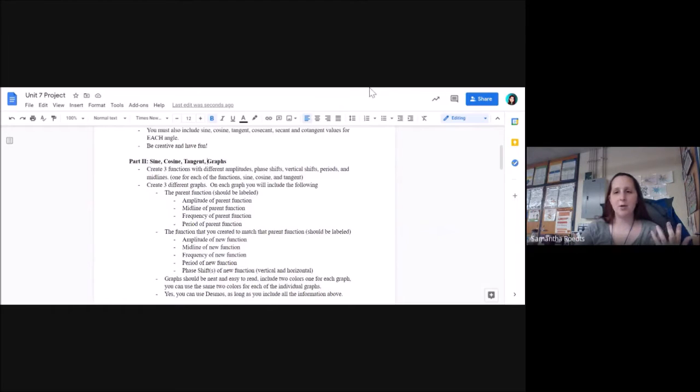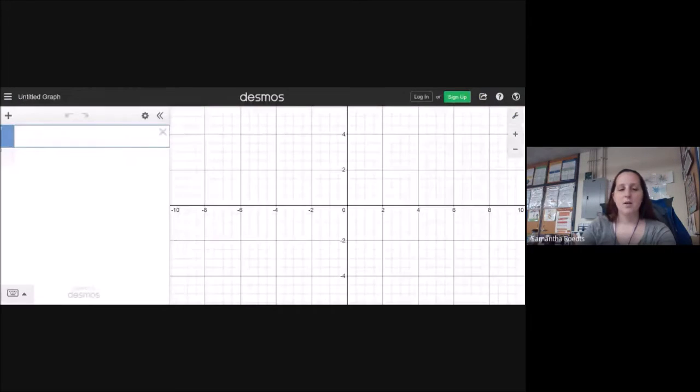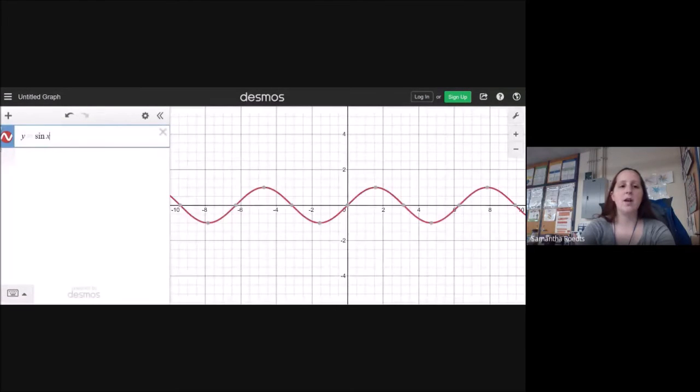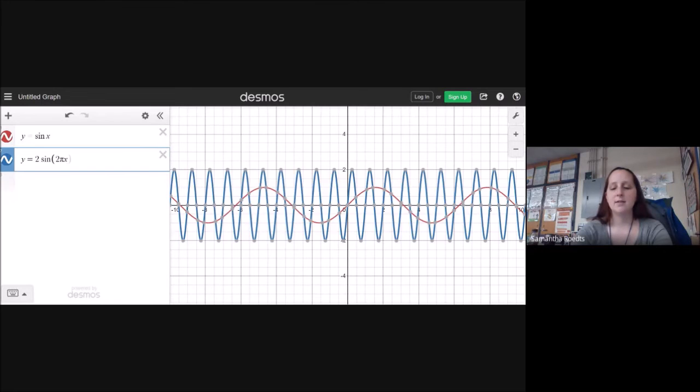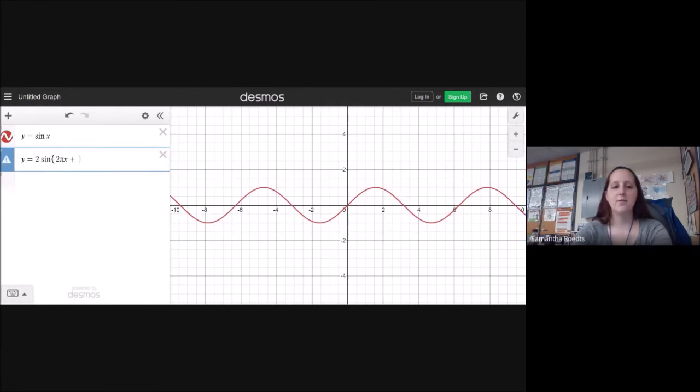I'll give you an example of one. You cannot use this one. You can do all of this right in Desmos. If I were to do the sine function, y equals sine of x, there's my sine function. Now I'm going to make up another one. We'll go with y equals 2 sine of 2 pi x plus 4 minus.